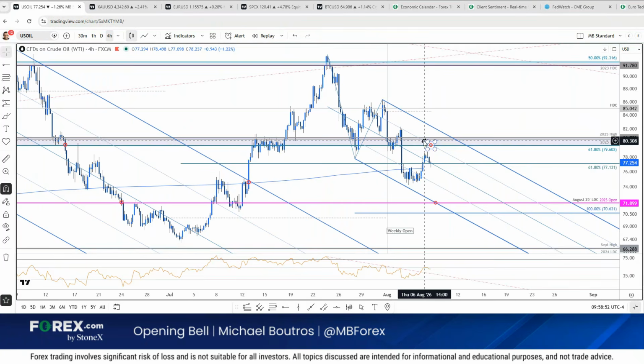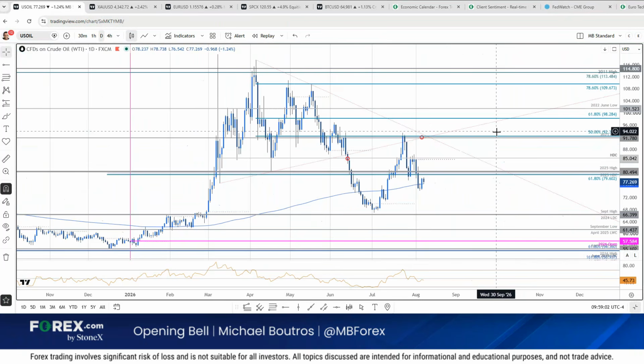As you get into next week, that's going to start to converge on the upper parallel of this downtrend, but still subject to any kind of headline with regards to those negotiations. So low conviction trade, but that's oil for you.